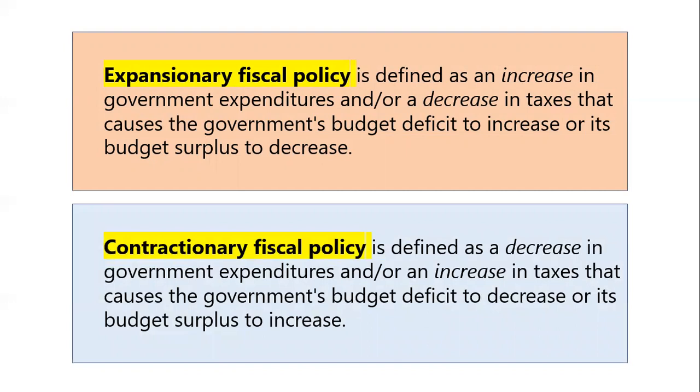Contractionary fiscal policy is defined as a decrease in government expenditure and an increase in taxes that causes the government's budget deficit to decrease or its budget surplus to increase. So if we were currently in a budget deficit, what could the government do? If the government were in a budget deficit, they may look to implement contractionary fiscal policy to try and reduce the amount of deficit they have, to encourage individuals to spend more in the economy.